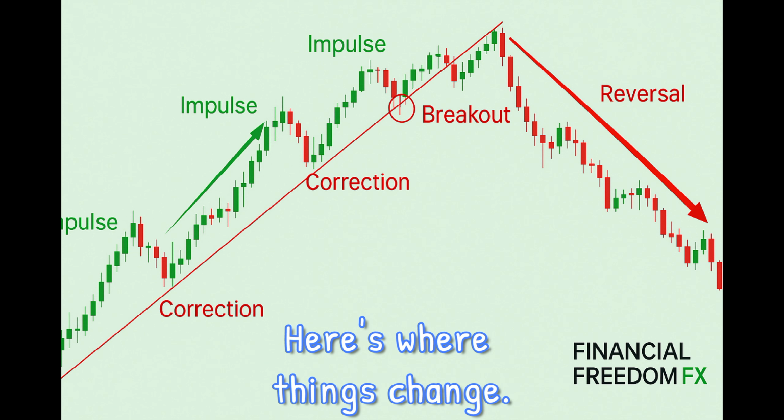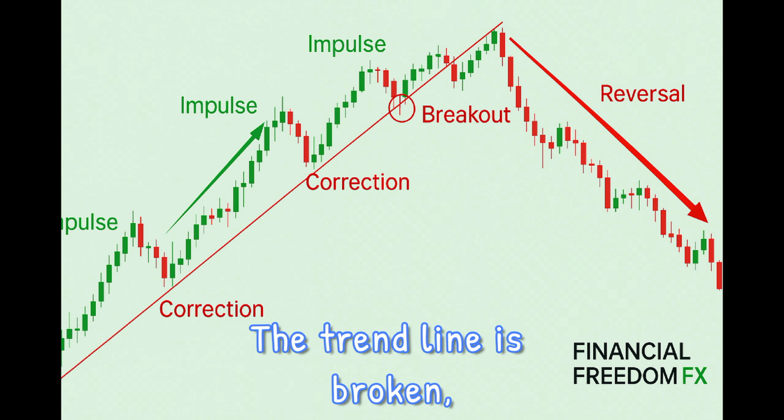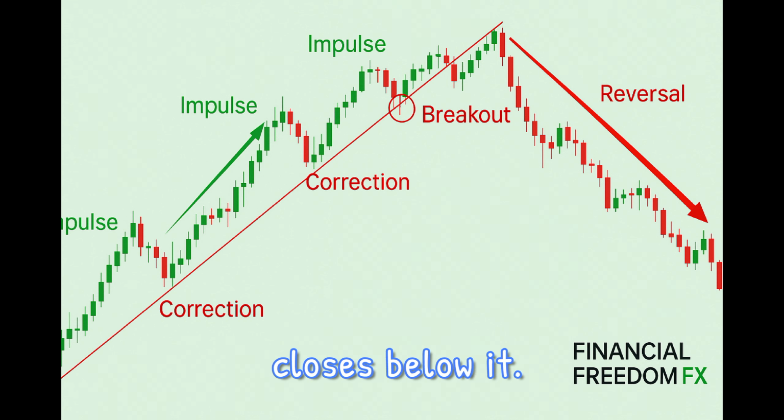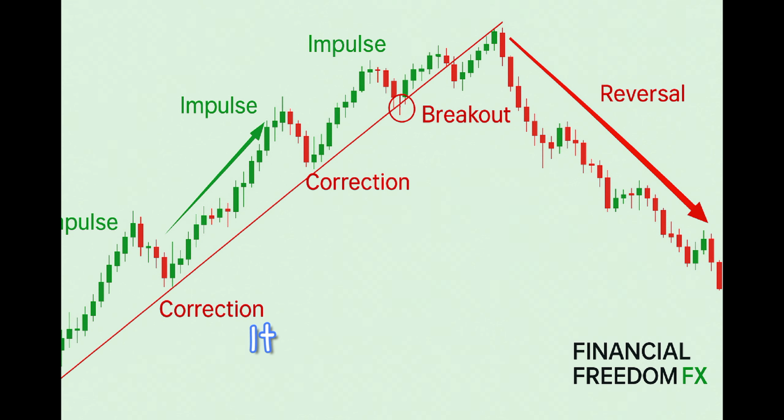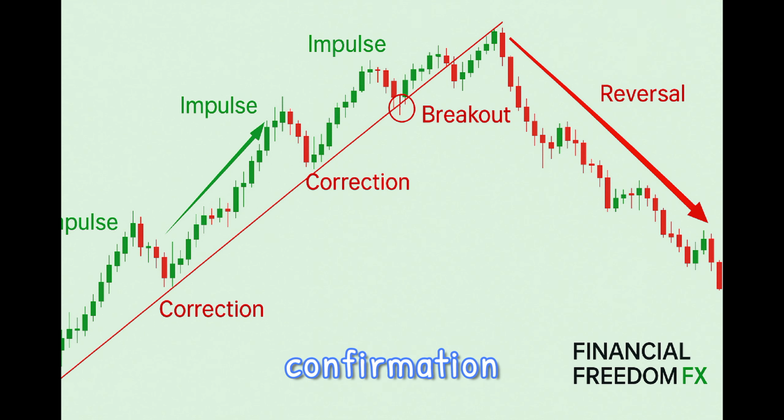Here's where things change. The trend line is broken and the price closes below it. This is a classic breakout of the bullish structure. It signals a shift in momentum. Many traders get trapped here, still expecting the price to rise, but smart money has already exited. The breakout is the first technical confirmation that the market might reverse.